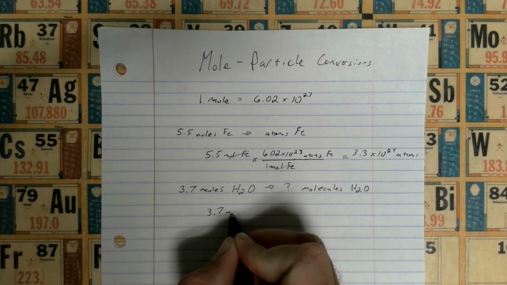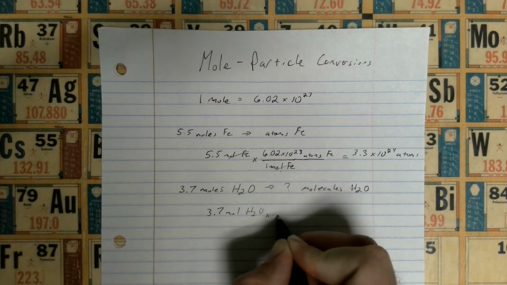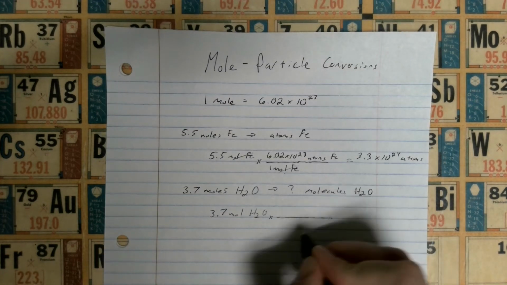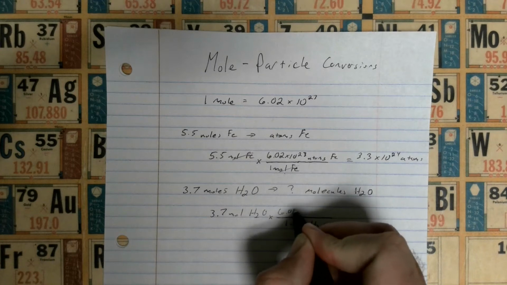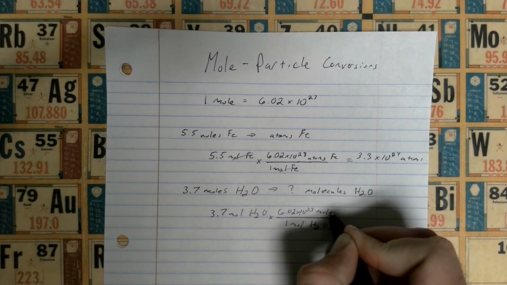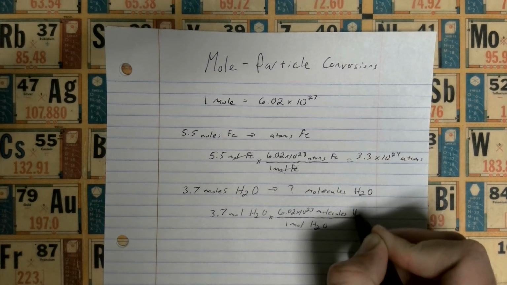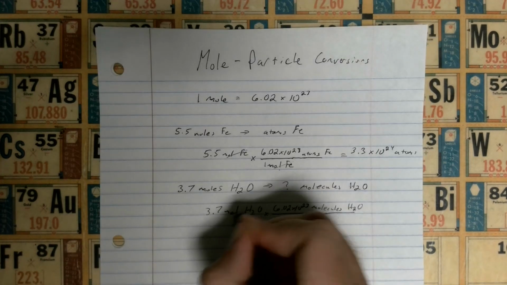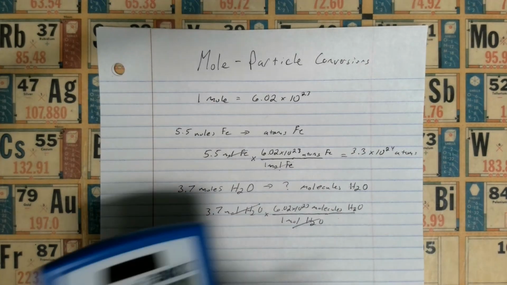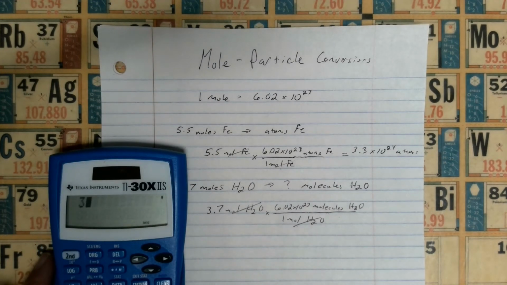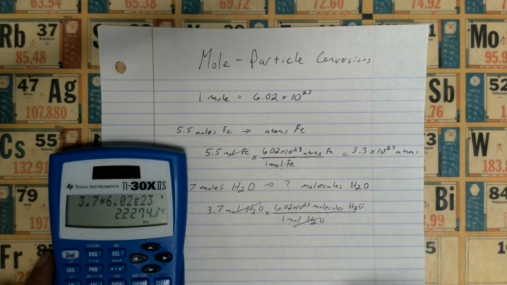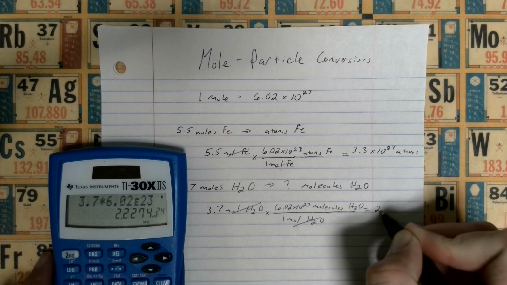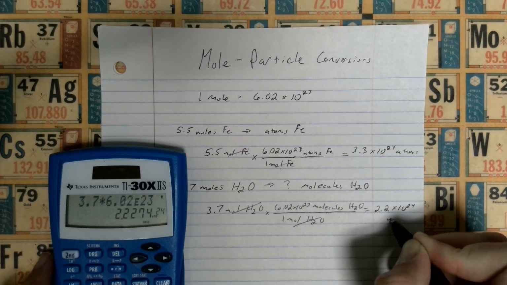So 3.7 moles H2O. Draw my little chart. Diagonally down it goes the same thing. So this is going to be moles H2O, and then Avogadro's number molecules of H2O. Okay, moles of H2O cancel. We're left with just molecules, which is what we're wanting. So now I'm going to put this in my calculator again. 3.7 times, so I multiply across the top, 6.02 times 10 to the 23rd. And again, I get 2 sig figs, so I'm going to do 2.2 times 10 to the 24th molecules of water.